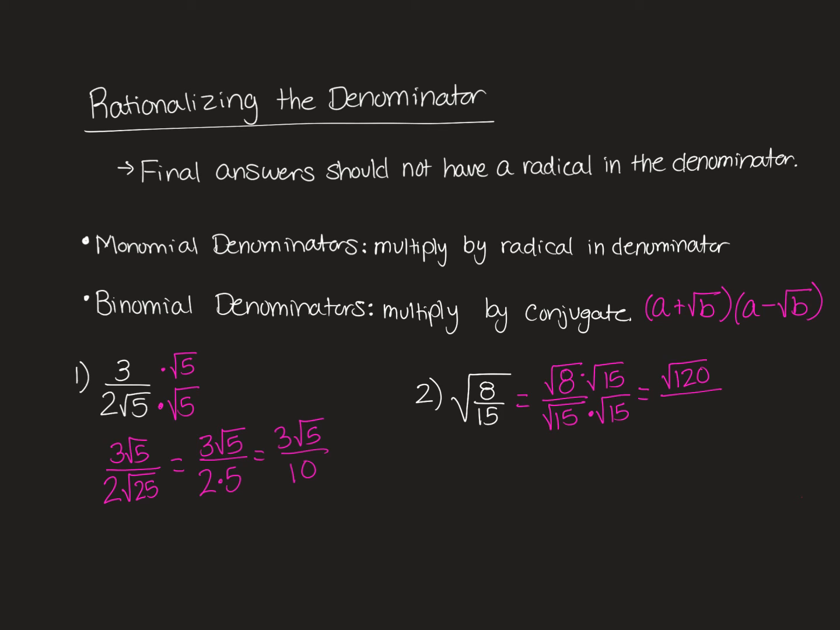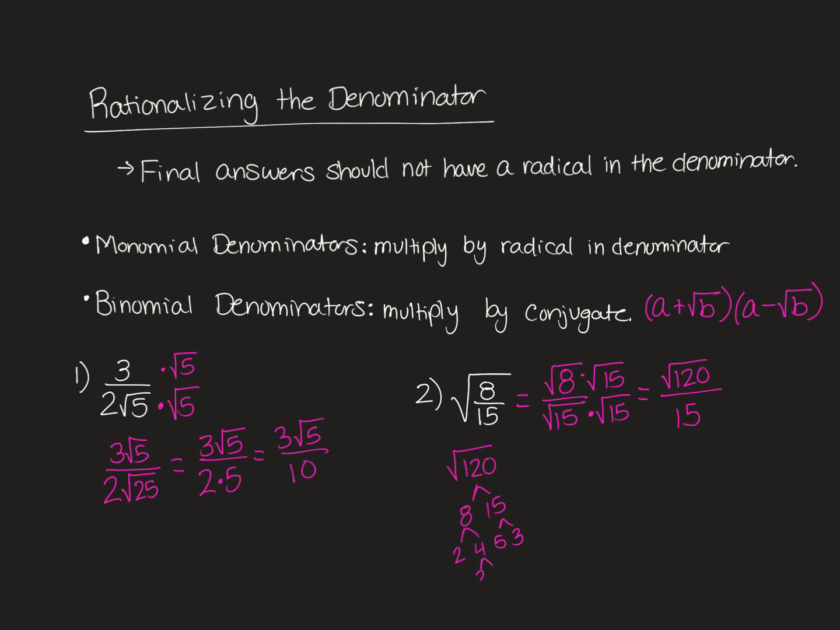Divided by the square root of 15 times the square root of 15. Whenever you multiply a radical by itself, you just get the number inside. Now you want to see if you can simplify the square root of 120. So break that down. You can get 8 and 15. So 8 simplifies into 2 and 4. 15 simplifies to 5 and 3.